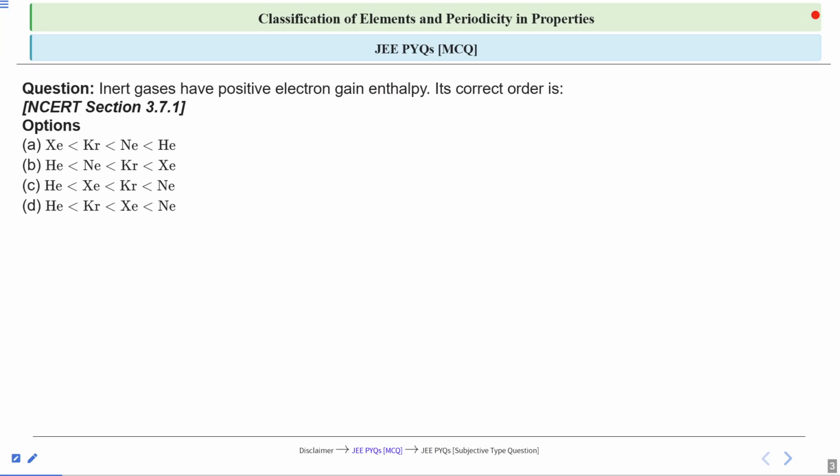Here is your first question. Inert gases have positive electron gain enthalpy. Its correct order is. So different orders are given for the 4 noble gases, xenon, krypton, neon and helium. You have to see which order is correct. Your time to solve this question starts now.